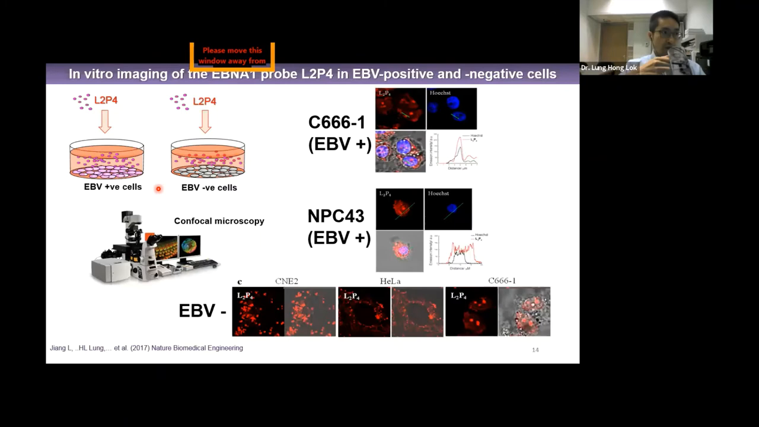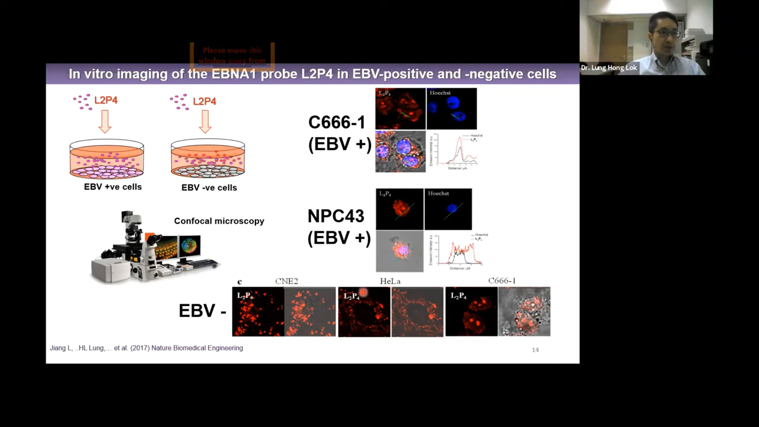We perform a similar assay by adding L2P4 into the cell culture medium. We include both EBV negative and positive cell lines. For the EBV negative cells, you only observe the signals emitted in the cytoplasm. Those red fluorescent signals represent signals emitted from L2P4. But you cannot see any signal in the nucleus in the EBV negative cells.